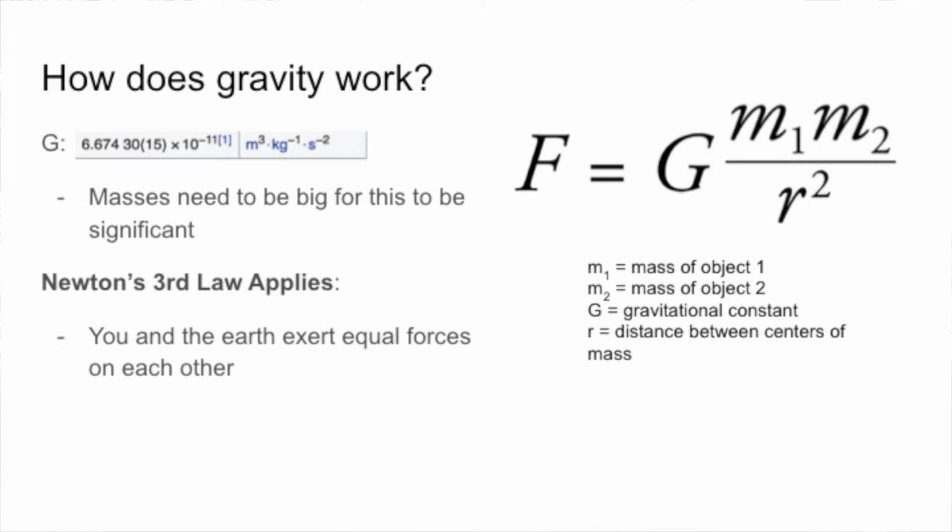And yeah, if you look at the equation, m1, m2, it's pretty self-explanatory. Those are the two different masses. G is the gravitational constant. R is not the radius. R is the distance between the centers of mass of the two objects.